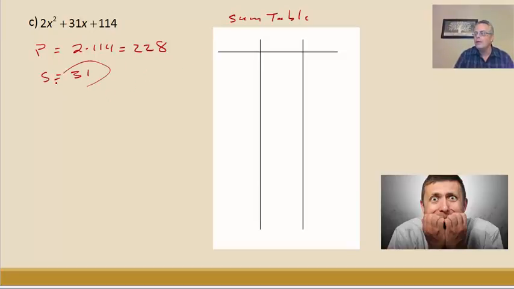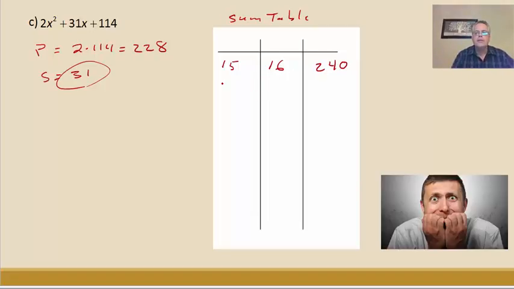So remember, you take the sum and divide it by 2. 31 divided by 2 is 15.5. But if they're decimals, we round down and we round up. 15 plus 16 is 31. And we want to see what 15 times 16 is. So 15 times 16 is 240. So we got two numbers that add to 31, but they don't have the right product.